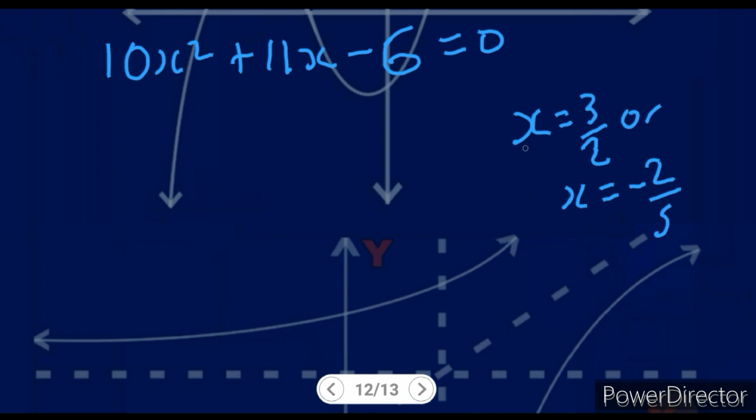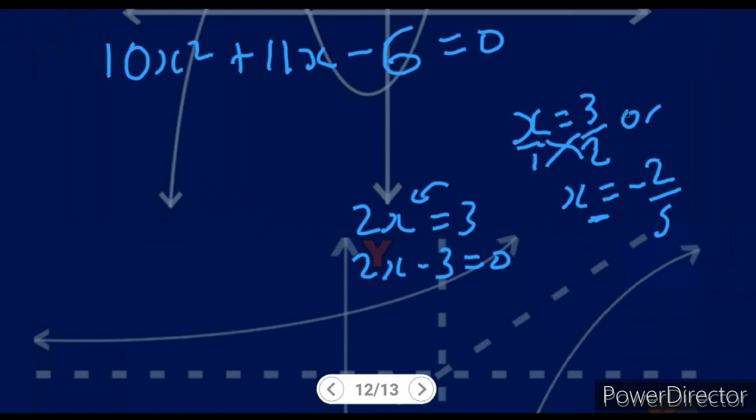So remember, when you have a fraction, you just make it over 1. Then we'll have 2 times x, which will be 2x, and 1 times 3, which will be 3. When you take this to the other side of the equation, we'll have 2x minus 3 equals 0. And then let's deal with this one as well. We'll have over 1, so 5 times x is 5x, and 1 times negative 2 is negative 2.